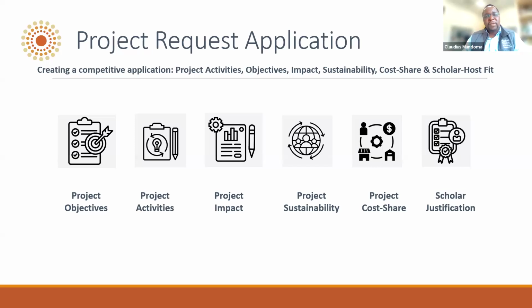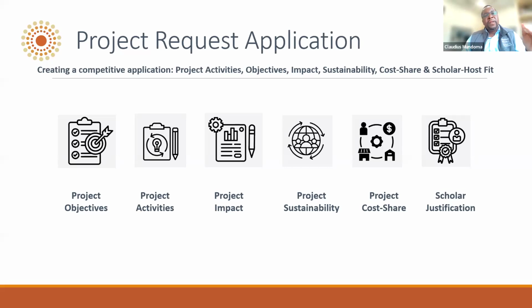So this might look linear, but these last two items, the project cost share and the scholar justification, are actually activities that happen way before you even think of applying, because you have to have an alignment with the type of program that you want to engage in. You have to have an alignment in terms of your objectives. What is the host looking for, and how do they want to engage you, and at what level? All that has to be done prior to preparing the proposal.